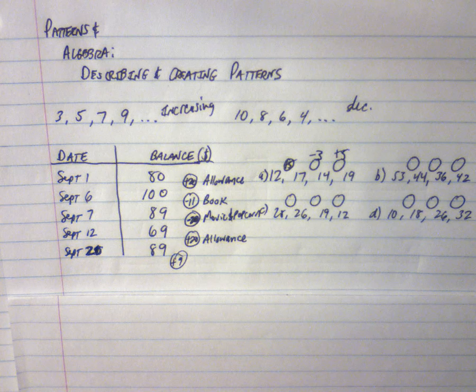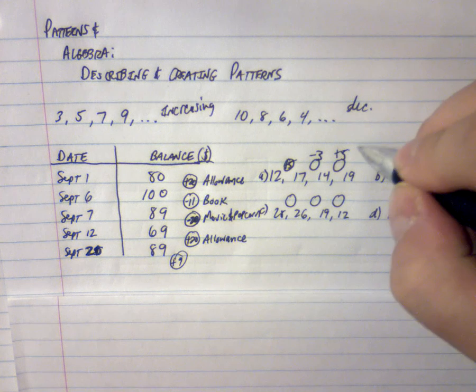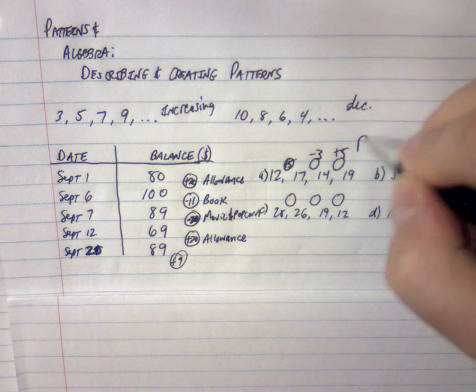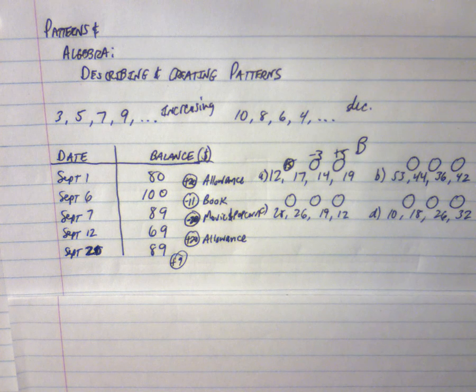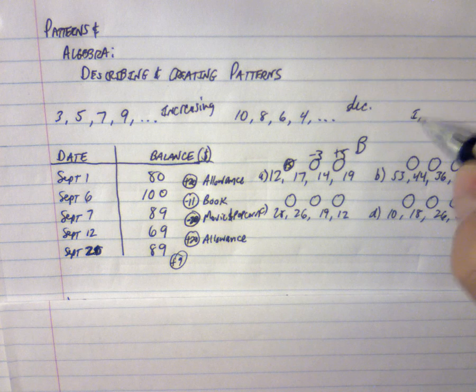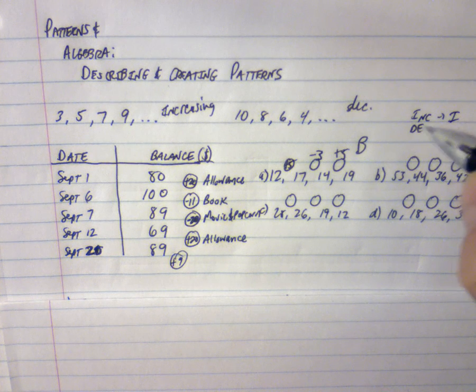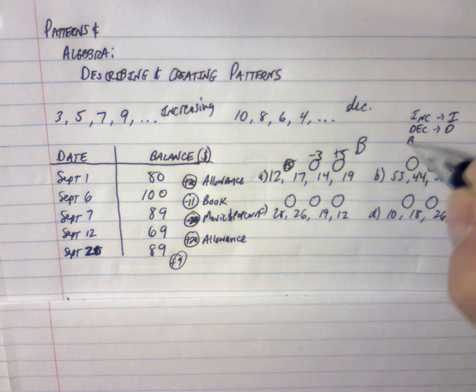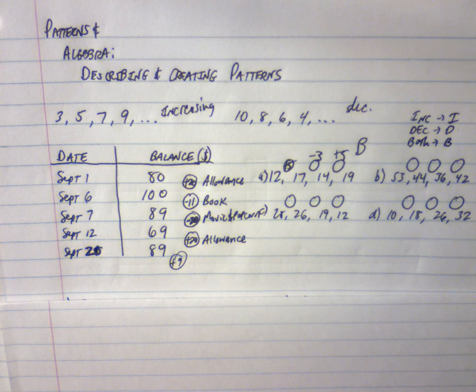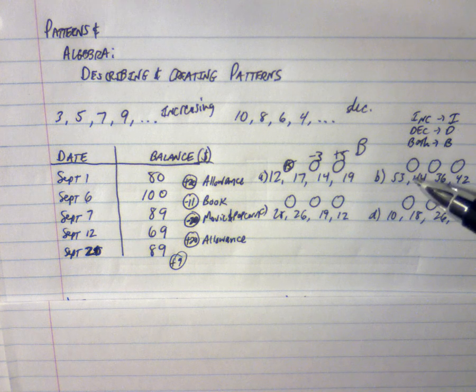Okay, so what is this sequence doing? It is doing both. So if it's doing both, we'll put a B. Okay, so if we're increasing, we'll use an I. If we are decreasing, we'll use a D, and both, we'll use a B. Okay, just for short form. So let's take a look at our next sequence.